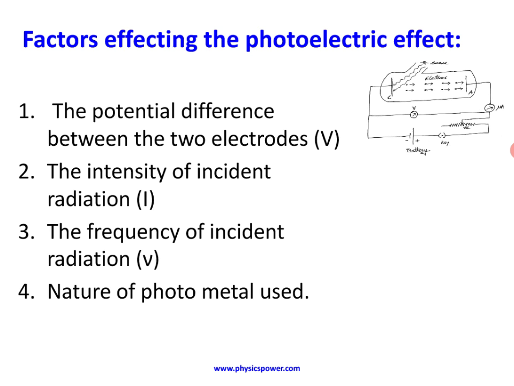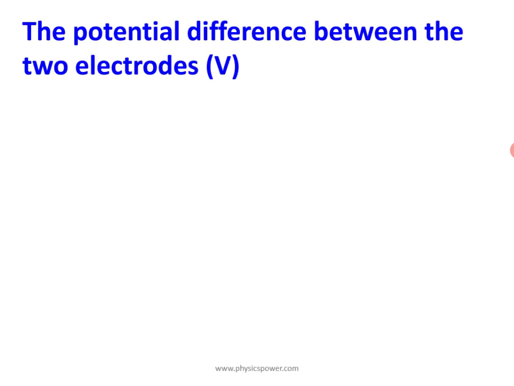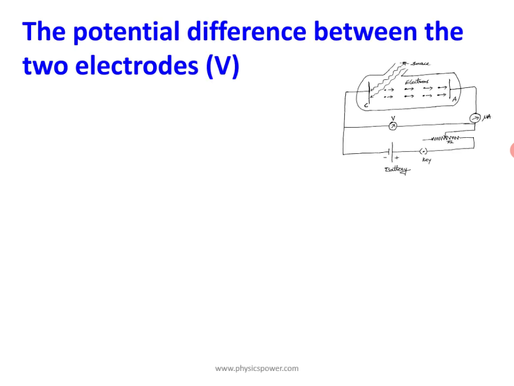First one, the potential difference between the two electrodes. Let us see. For example, here a supply is given, and the positive potential of A we are increasing continuously. As we increase the positive potential of A, any electron stopped in the middle due to collisions between the electrons will also be gathered. So as we increase the potential, the current increases rapidly, and afterwards there is no chance to increase further. The current can't keep increasing.